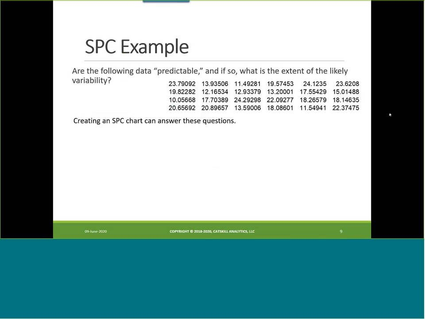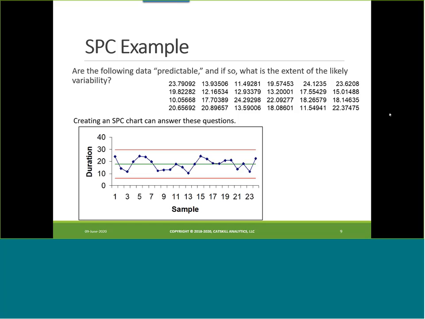So here's an example. The question is, are the following data predictable? And if so, what is the extent of the likely variability? Well, I don't know about you, but I can't just look at those numbers and tell you whether they're predictable. I need some sort of visual help with that. And so we built an SPC chart to help us answer those questions.